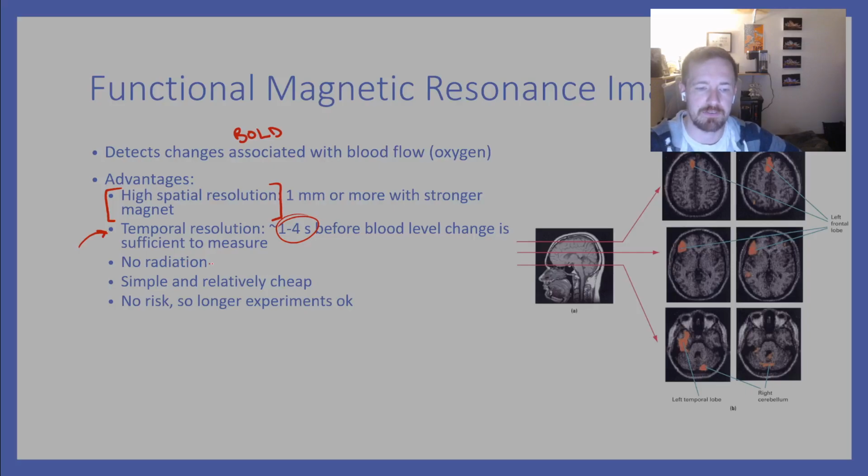It doesn't involve any radiation because it uses a very high-powered magnet for it to do its work. It's relatively cheap, I would say. Not as cheap as EEG, but certainly cheaper than PET imaging. And oftentimes, one of the reasons why it's cheap is because universities will partner up with hospitals, and hospitals may not be using their MRI machine after 5 p.m.